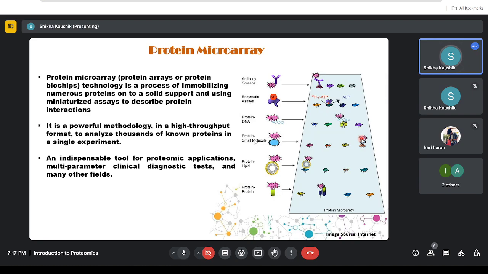Depending upon what kind of interaction you want to analyze or study, you use different bait or different array molecules which are bound to your solid support. So it's a powerful methodology in a high throughput format to analyze thousands of known proteins in a single experiment. You can analyze 1,000 proteins in a single experiment. An indispensable tool for proteomic applications, multi-parameter clinical diagnostic tests can be done in one go, and many other fields. So these are just applications.